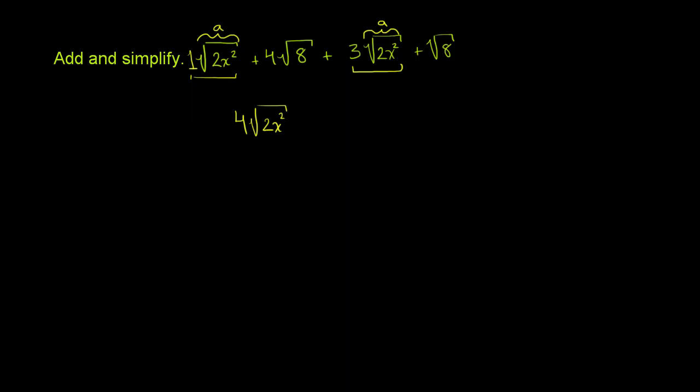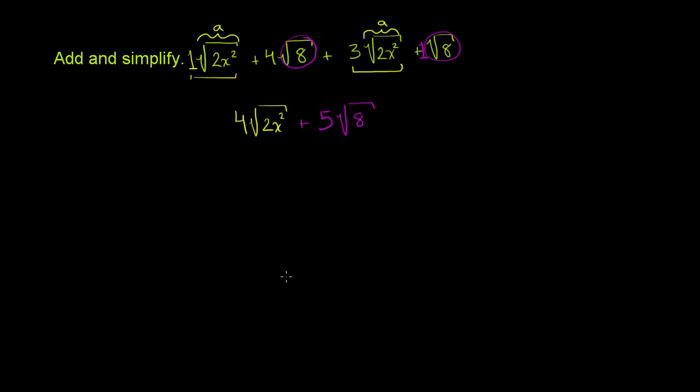So we added those terms, and then we want to think about, we have 4 principal roots of 8. And we have 1 more principal root of 8. So same idea. You have 4 of these things that I'm circling in magenta, and then you have 1 more of these things that I'm circling in magenta. That 1 coefficient is implicit. So if I have 4 of something plus 1 more of something, it becomes 5 of that something. So plus 5 times the square root of 8.